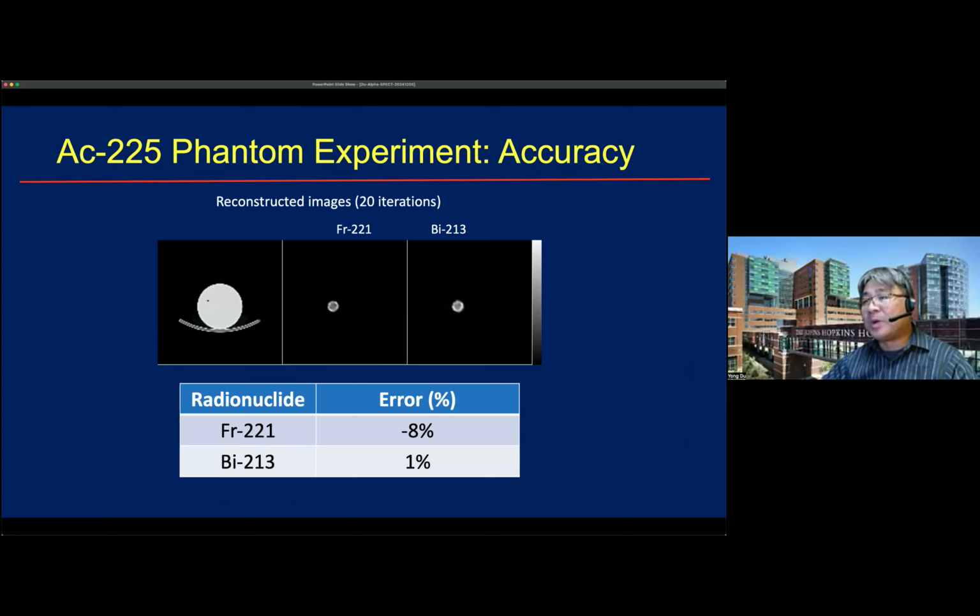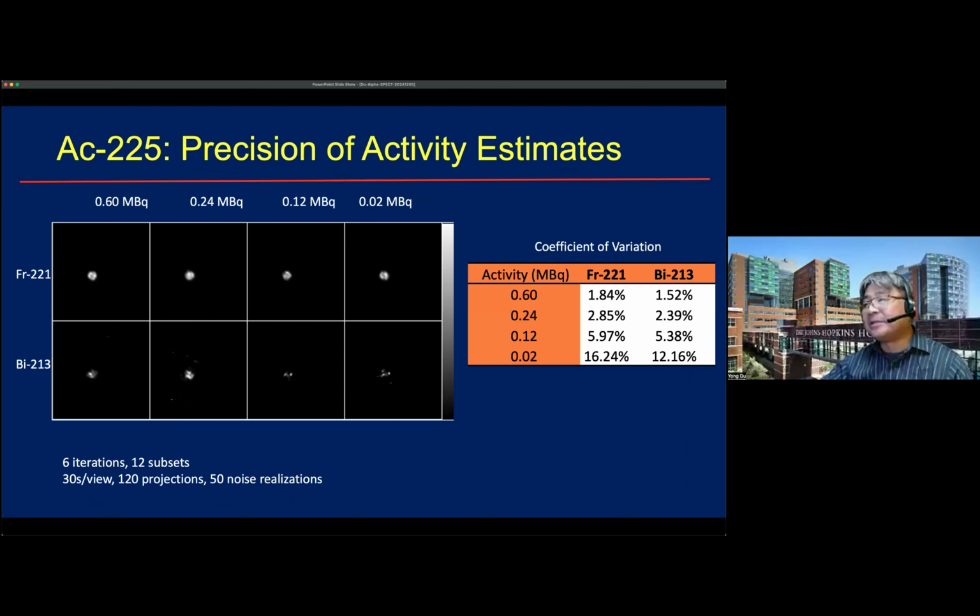Again, we're also looking at the precision of the activity estimations. Here we let the activity decay, and we quantify the image and calculate the variance in the estimated activity. You can see that even down to about 0.12 microcurie, we still get very good variance in the image. So the method is accurate and precise.